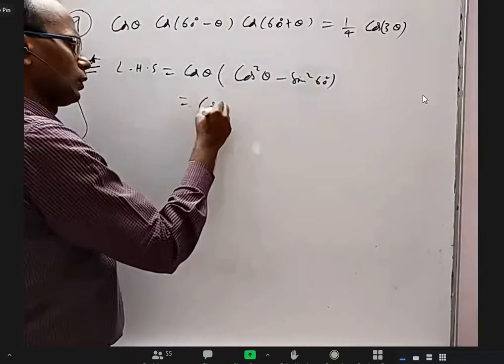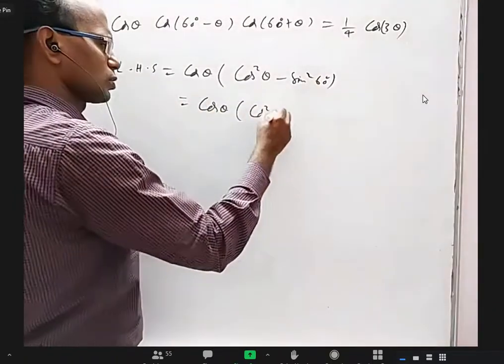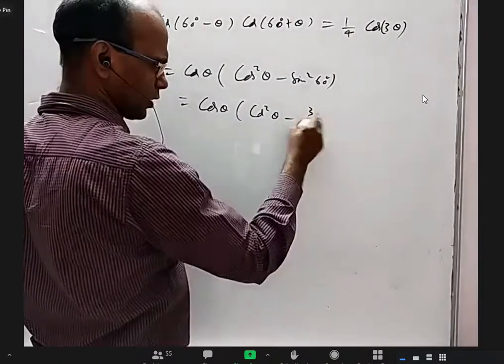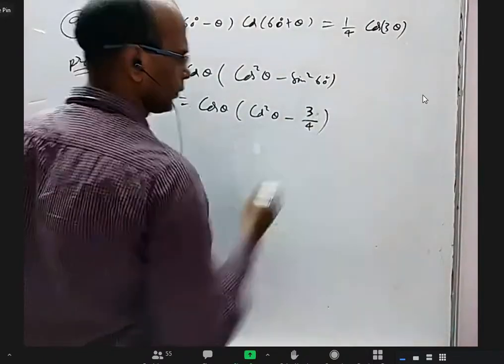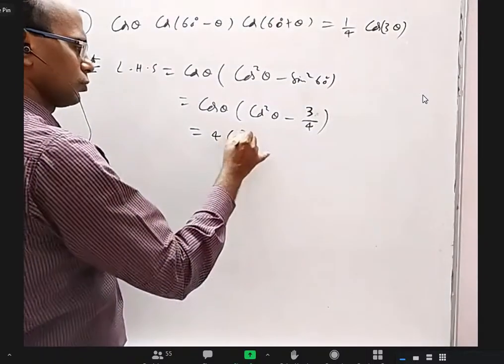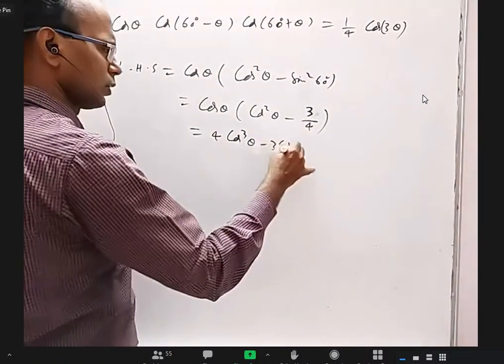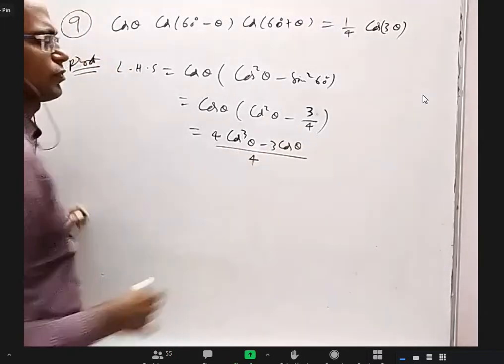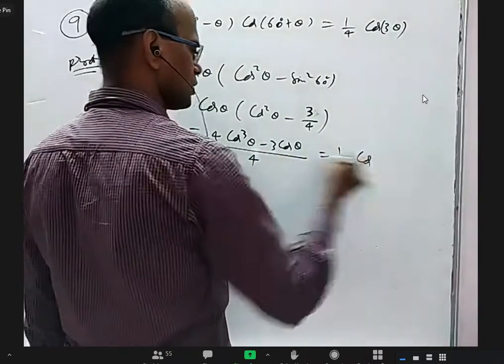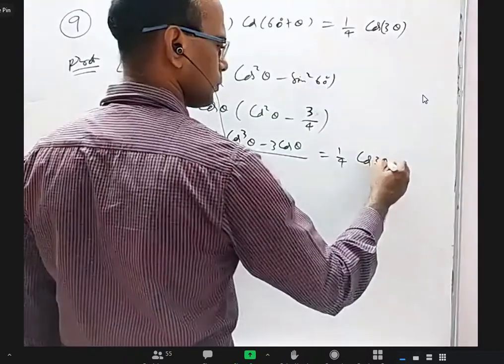60. So we get cos theta into cos square theta minus sin square 60, where sin 60 is root 3 by 2. So root 3 by 2 whole square is 3 by 4. If I take this inside and take LCM, I'll get cos theta into 4 cos square theta minus 3 by 4, which is 4 cos cube theta minus 3 cos theta by 4. And that is 1 by 4 times cos 3 theta, directly the cos 3 theta formula.